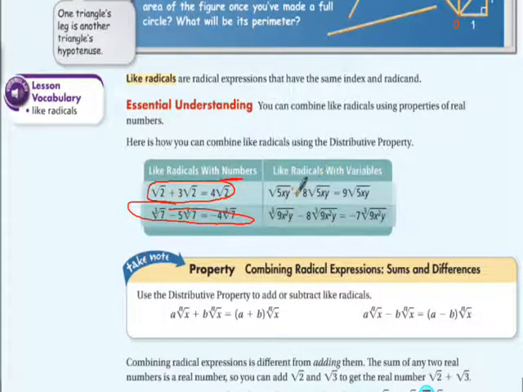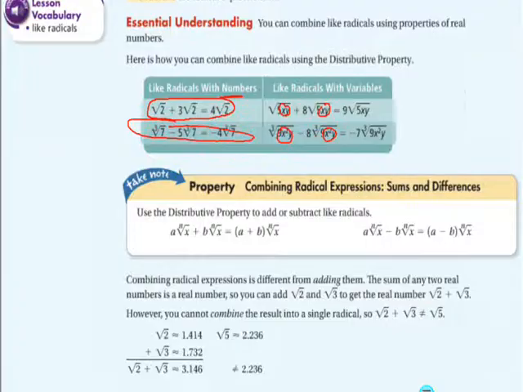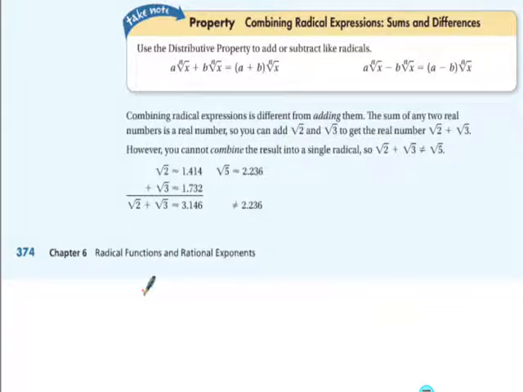Here we have like radicals with variables, and it's the same thing, just the variables on the inside. You'll notice x, y, x squared y, x squared y. They've got to be the same, okay? We can use the distributive property to add or subtract like variables. So for example, if we had this, we could factor out the a and b, add those, and that gives it for both addition and subtraction. This should look a lot like combining like terms with variable expressions.